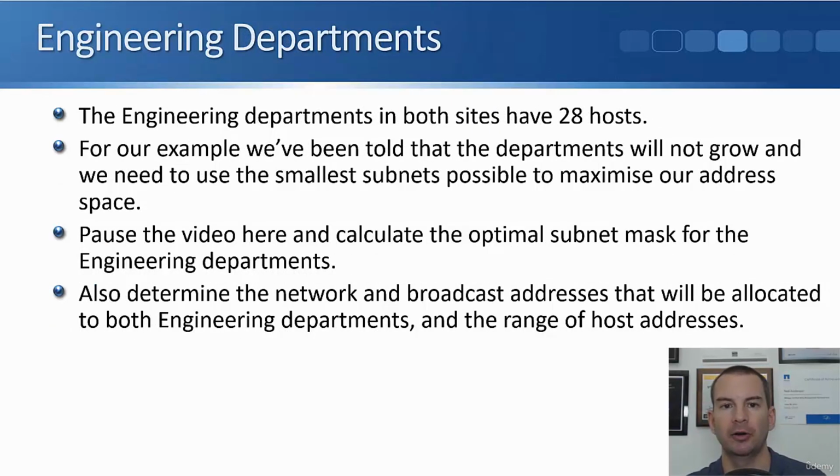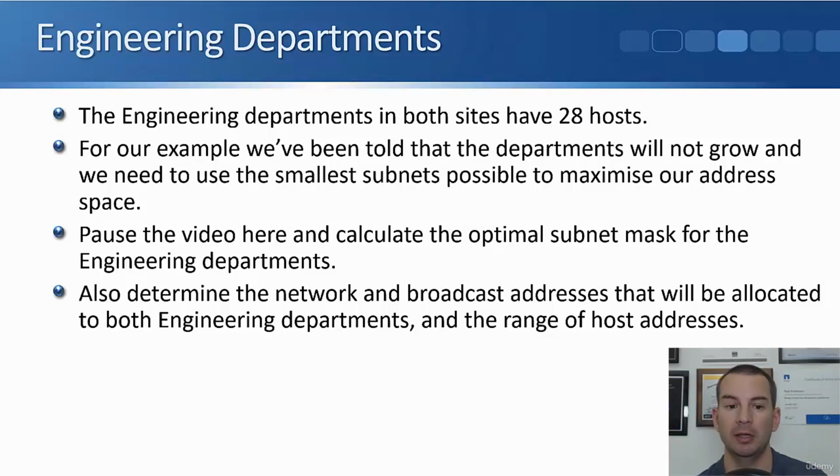Okay, so for our example, we had the engineering departments in New York and Boston, and they have got 28 hosts each. And that was the largest subnets that we required. For our example, let's say the exam question says that the departments will not grow and we need to use the smallest subnets possible to maximize our available address space. Okay, so do not leave any room for future growth here, because the question says make it optimal. Maximize the use of the address space. Okay, so that's the question.